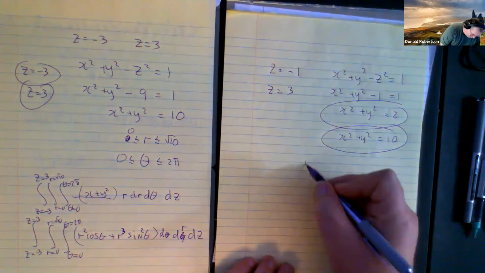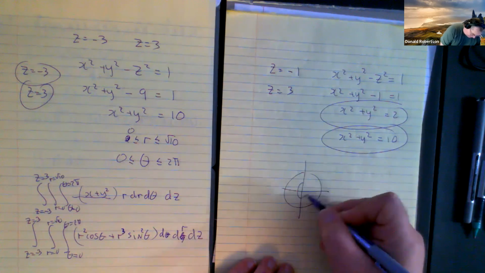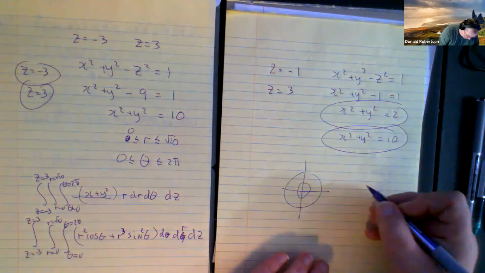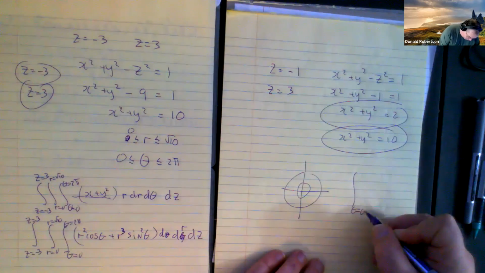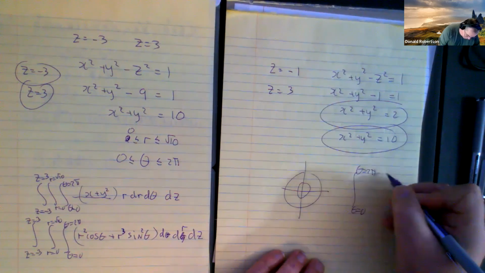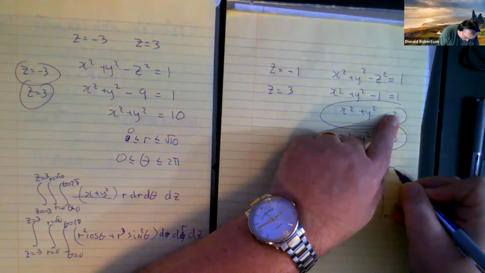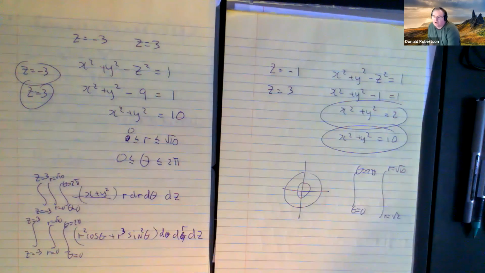Now, if you draw that one, don't you just get two circles? What would it look like? Theta would still go from 0 to 2 pi. Wouldn't the r go from the square root of 2 to square root of 10? So wouldn't it still work? Just a minor alteration to the result, right?